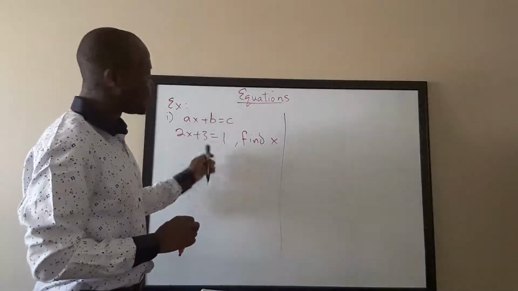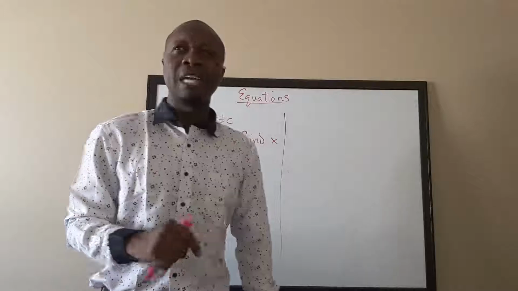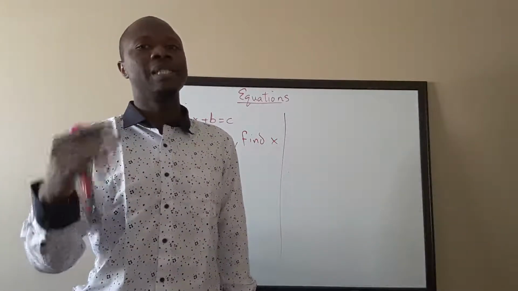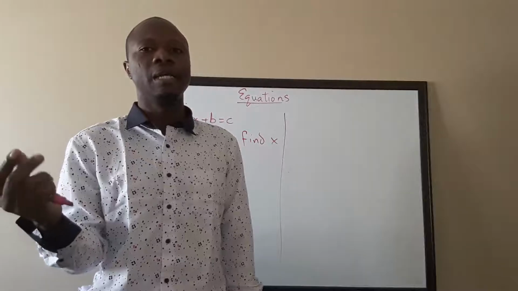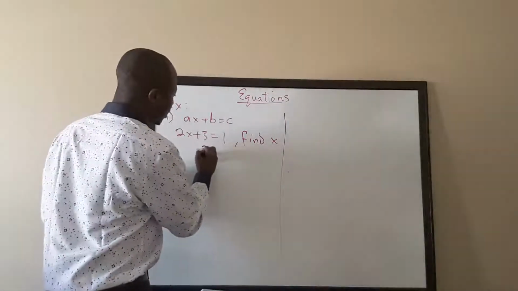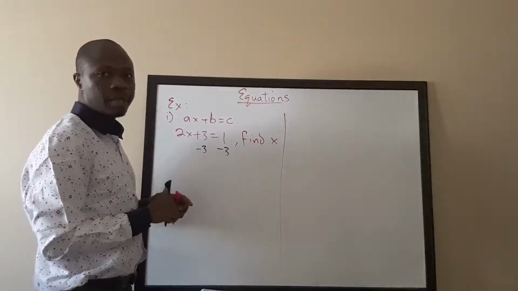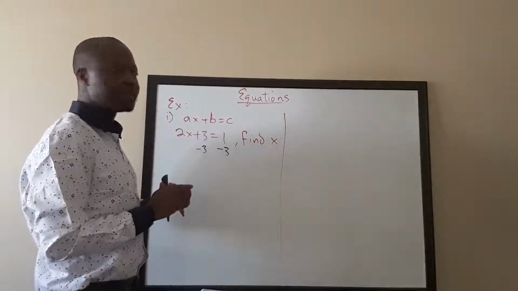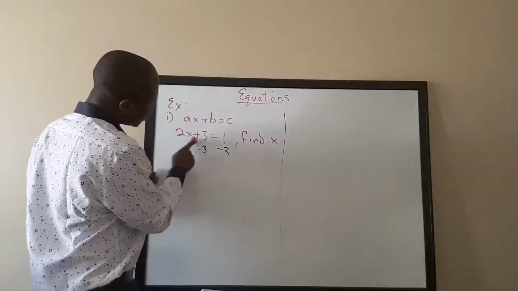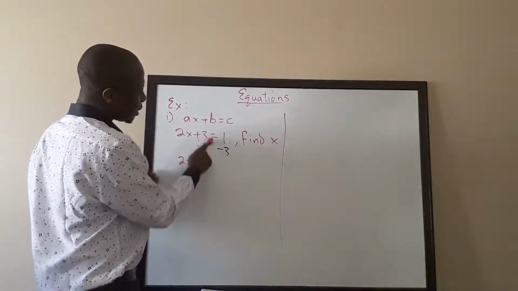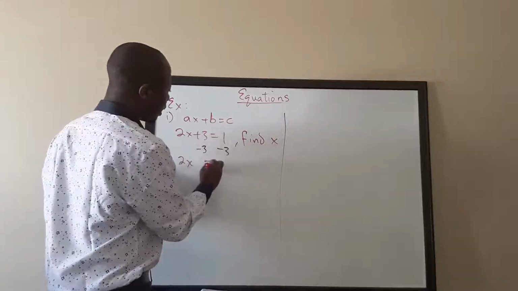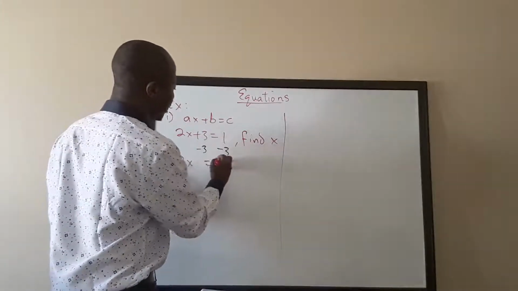So we have to get rid of plus 3 first. What is the inverse operation, or the opposite operation, of plus 3? It is minus 3. So I'm going to subtract 3 on both sides. Here I'm going to have 2x. Plus 3 minus 3 is 0. That's exactly why we're doing this, because this is gone. Equals 1 minus 3, which is negative 2.